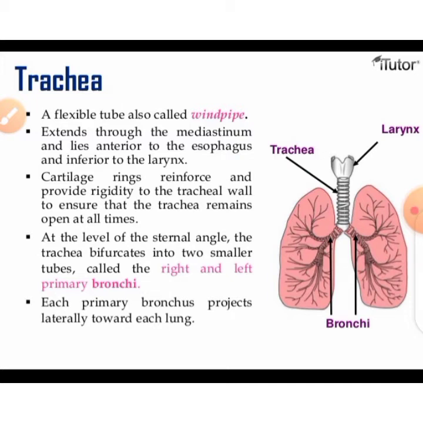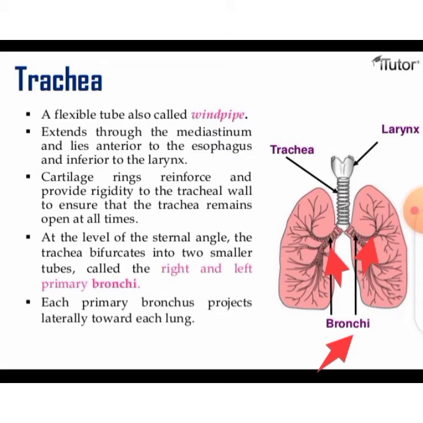times. At the level of the sternal angle, the trachea bifurcates into 2 smaller tubes called the right and left primary bronchi. Each primary bronchus projects laterally towards each lung. You can see here we have the bronchi extending from the trachea, we have 2 lungs, one on your left side and one on the right side, in the thoracic cavity.